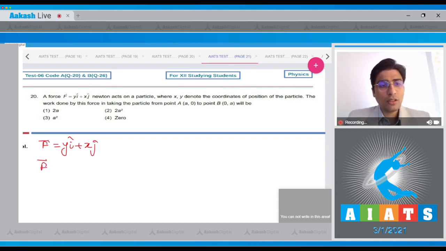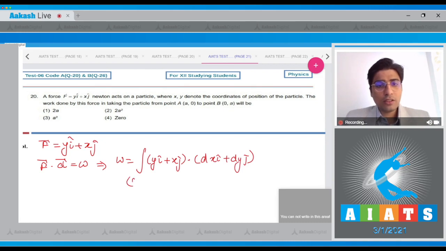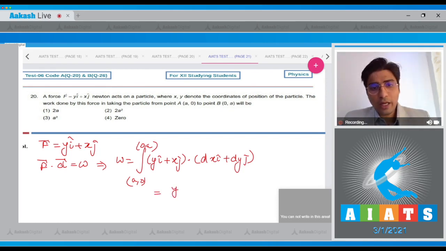Dear student, the force dot displacement is the quantity that gives us the work. So work will be equal to the integration here, because the force is variable, of y i cap plus x j cap dot a small displacement, that will be dx i cap plus dy j cap. The displacement is from a comma 0 to 0 comma a. Now this will be equal to y dx plus x dy's integration from a comma 0 to 0 comma a.